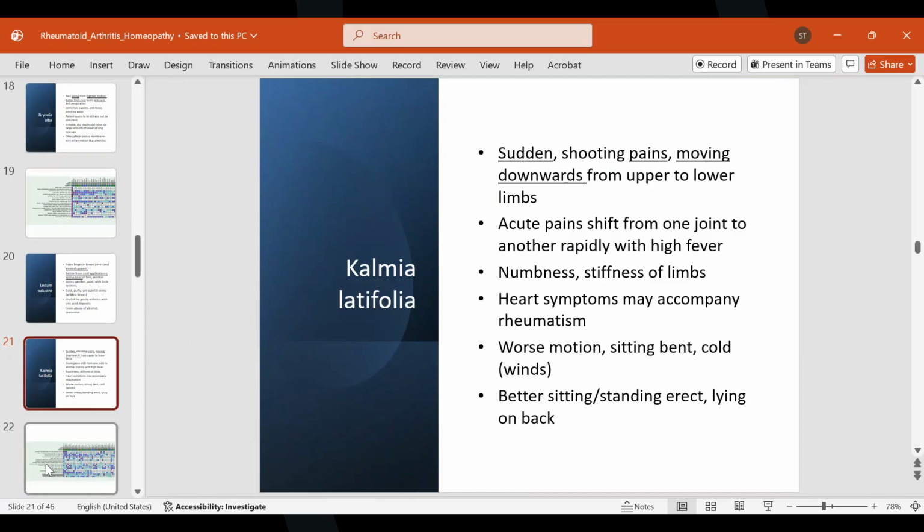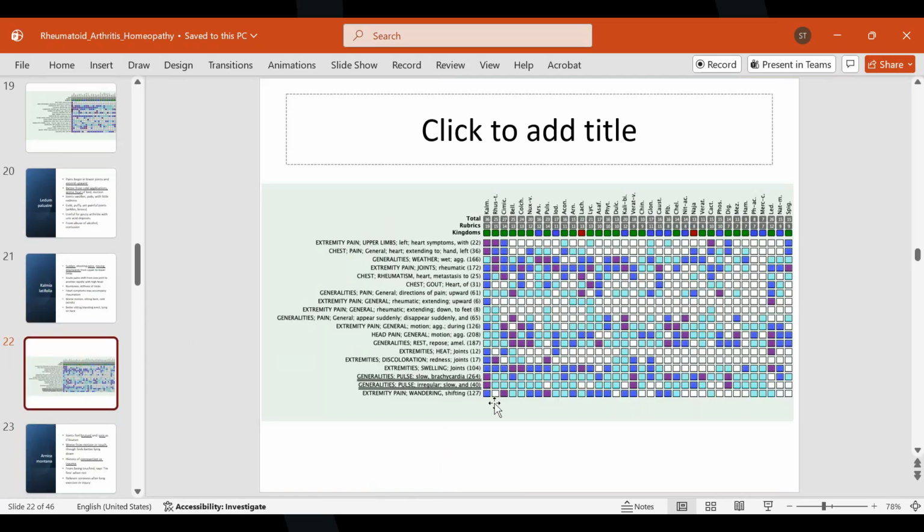There's another remedy. I always think of these two together. Kalmia and Spigelia. Spigelia usually has heart involvement, like valvular heart disease, but it has a higher pulse. Kalmia is like digitalis, has a very low, slow pulse. So you see here, Spigelia is all the way on the end here, and Kalmia is here. So left upper extremity pain with heart symptoms, extending to the left hand, cold, worse wet weather, metastasis to the heart, gout of the heart.